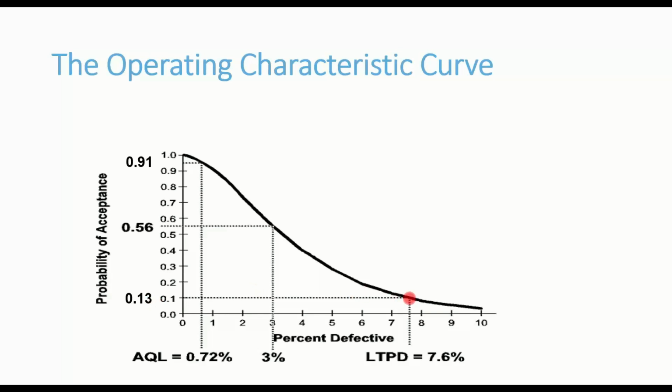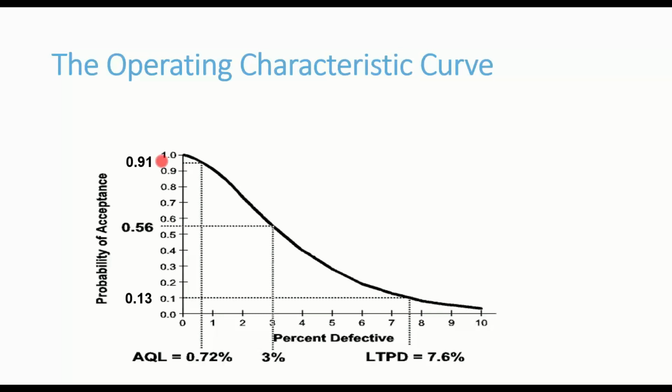If it's over that, then they're pretty much not going to get their bad lot. And then right here is our AQL. This is what the producer set. We're not going to release this lot unless it's this or under. And so we'll be releasing it about 91% of the time. So that's pretty good. But there's a lot of wiggle room in there, right?